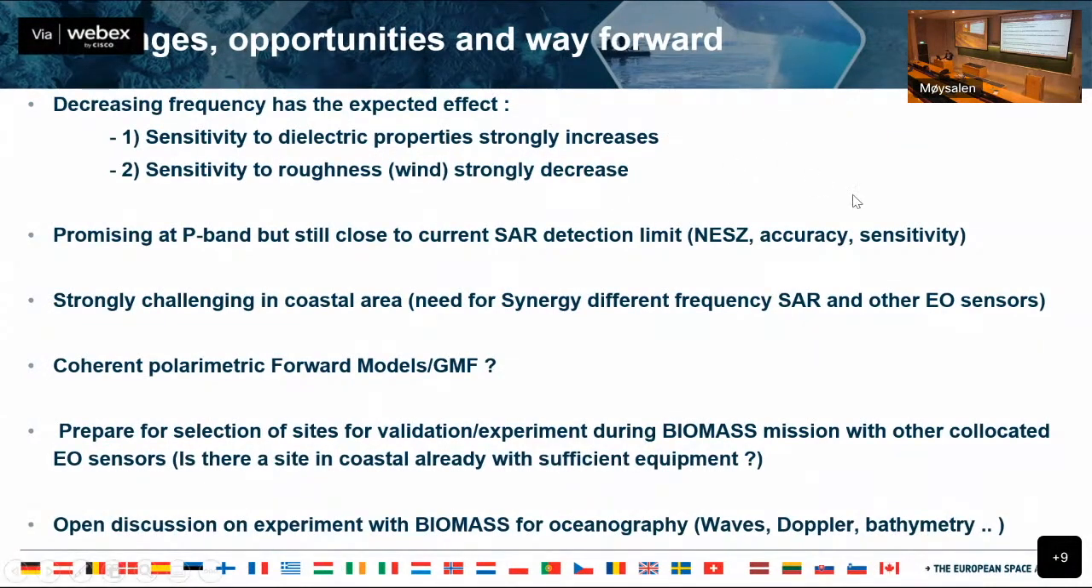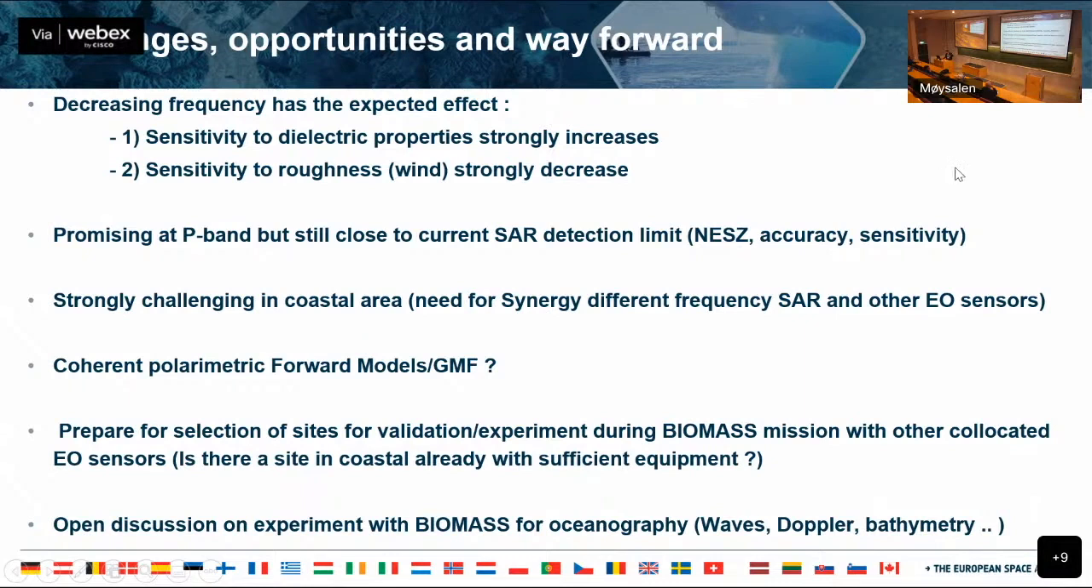Okay, so it's very interesting, but you see that it's still close to the SAR detection capabilities. It's some dBs. So you first need to understand all the contributors in this game, especially in coastal areas where it's very complicated. But I think the biomass mission will be interesting for this kind of experiment. So tomorrow I will show more of where the acquisitions that we may have in coastal areas are.